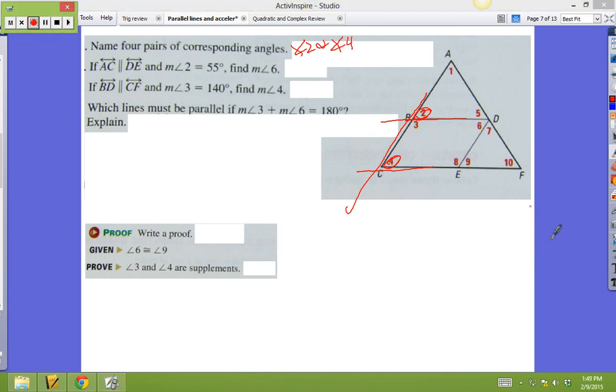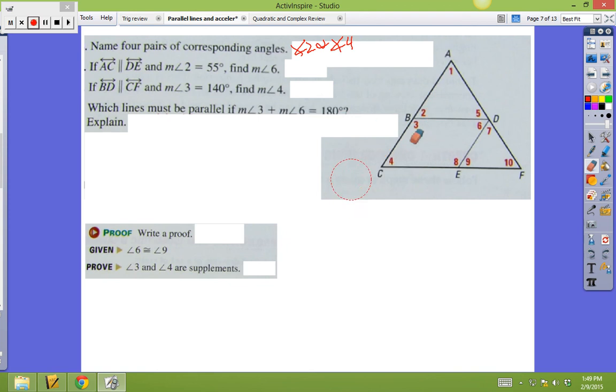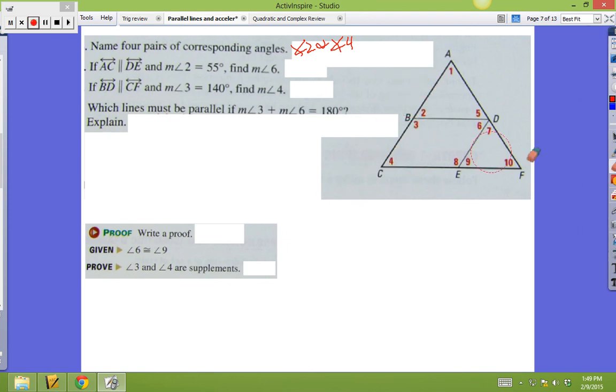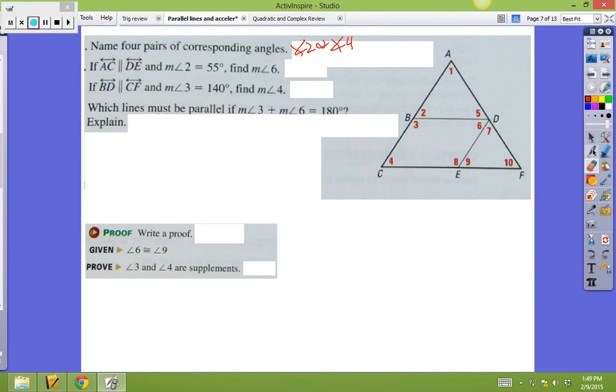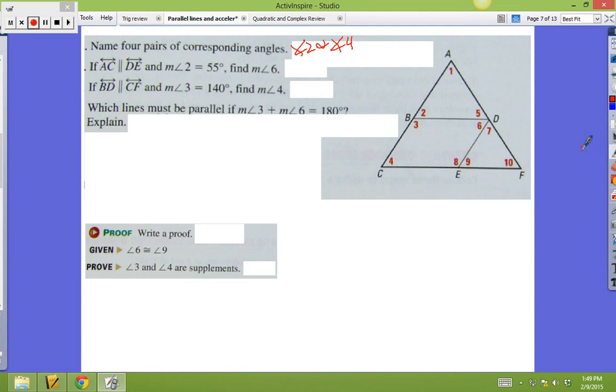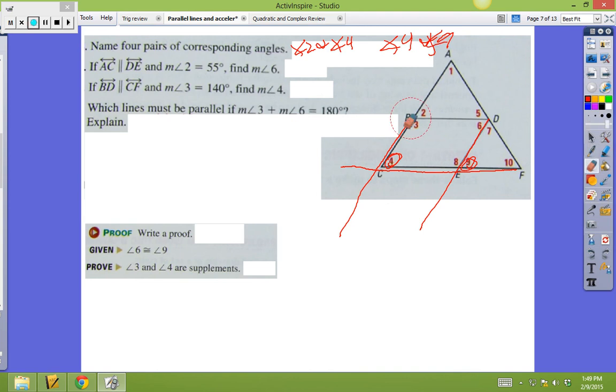Alright, so the next pair. Let's see if we can find another pair. Kind of got to extend lines, draw lines out. How about, okay, this one, 4 and 9. So that would mean I'd have to extend that line out, and then this would be my transversal. So these are in the same location, same position, so angle 4 and angle 9. Alright, so we got 2 of the 4, so there must be 2 more pairs at least.